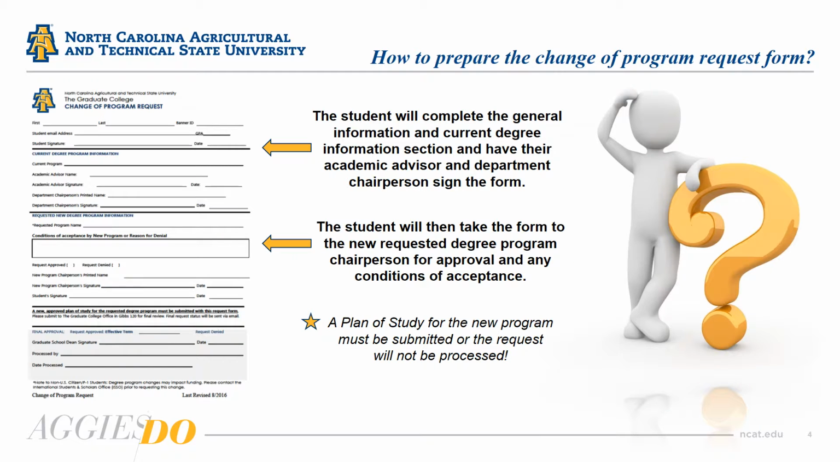On the change of program request form, the student will complete the general information and current degree information section and have their academic advisor and department chairperson sign the form. The student will then take the form to the new requested degree program chairperson for approval and any conditions of acceptance into that program. A plan of study for the new program must be submitted or the request will not be processed.